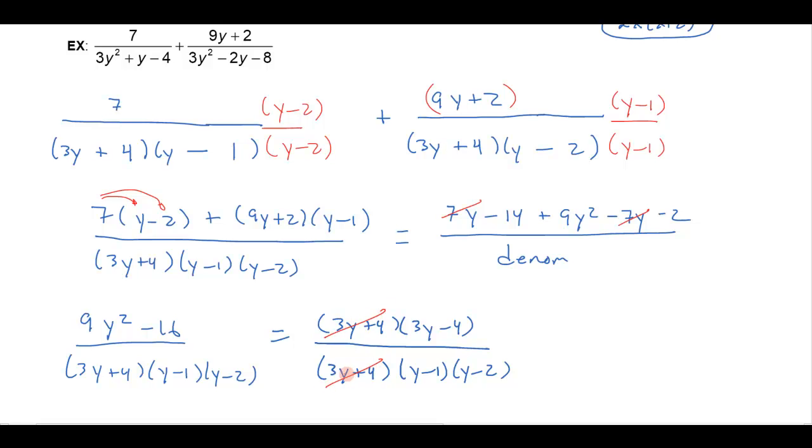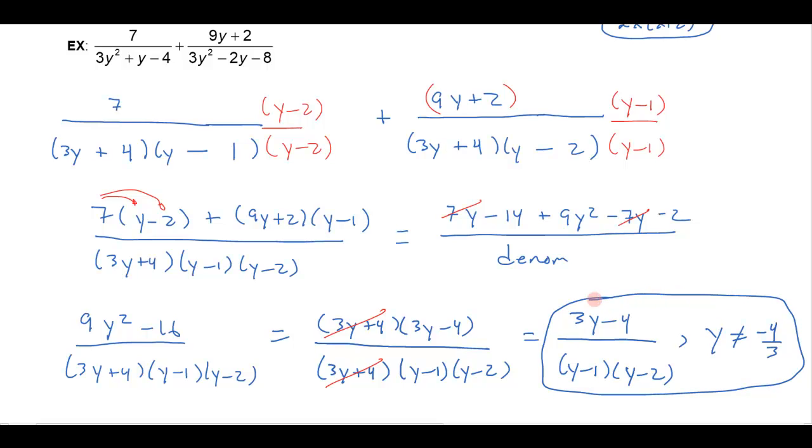And again, when I cancel those, I'm actually making an assumption that y doesn't equal negative 4/3, or another way of saying it is that the 3y plus 4, the whole quantity, doesn't equal 0, because then 0 over 0 really wouldn't cancel. So this is going to end up equaling 3y minus 4 over y minus 1 times y minus 2. And if I just wanted to be really exact in my answer, I would note that domain restriction that y cannot equal negative 4/3, right? Because that would make 0 over 0 there. So this would be your most correct answer for that problem.